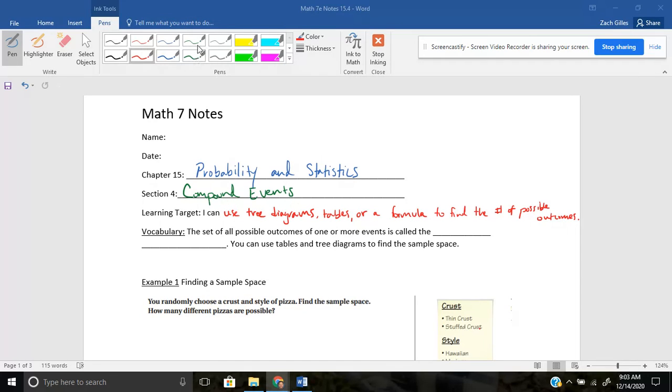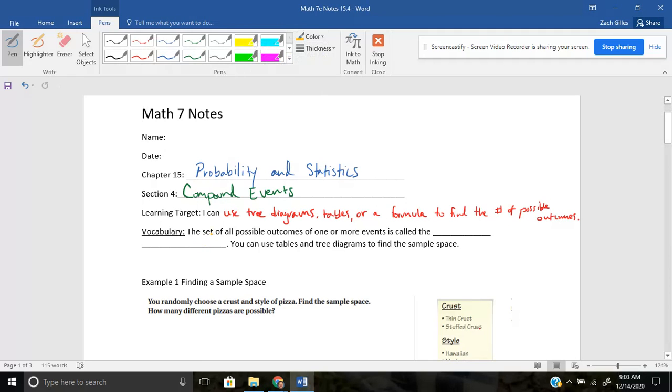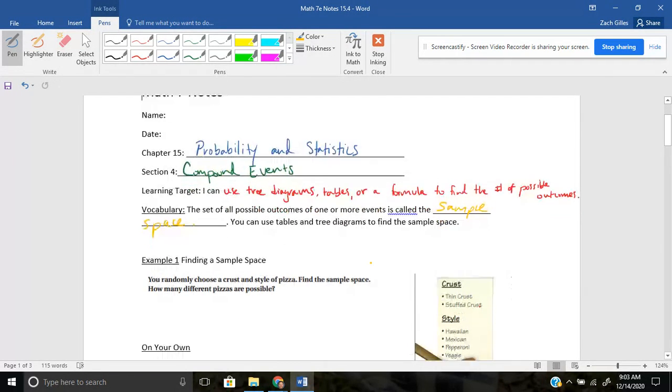Starting with a little bit of vocabulary today, it says the set of all possible outcomes of one or more events is called the, that would be sample space. You can use tables and tree diagrams to find the sample space. So the set of all possible outcomes of one or more events.